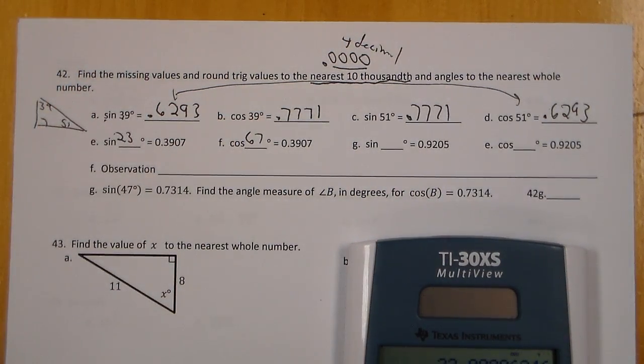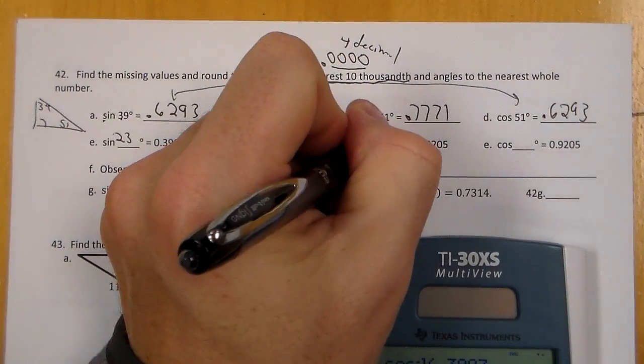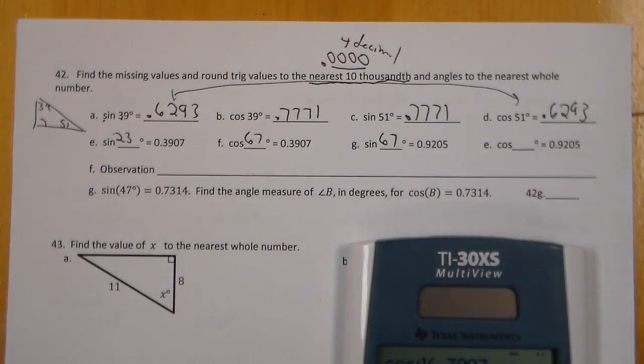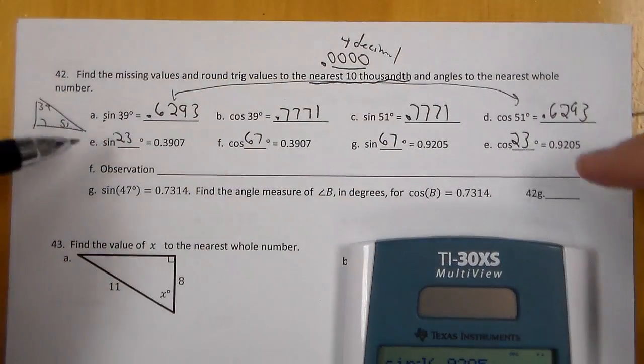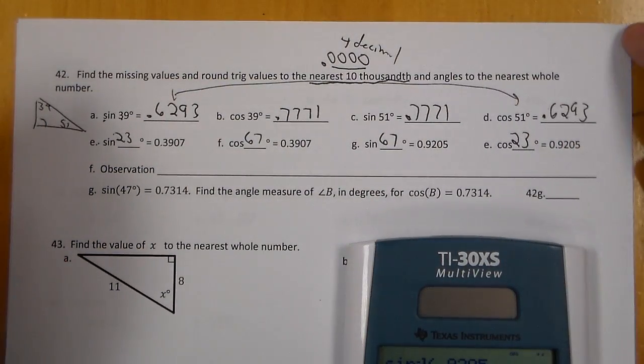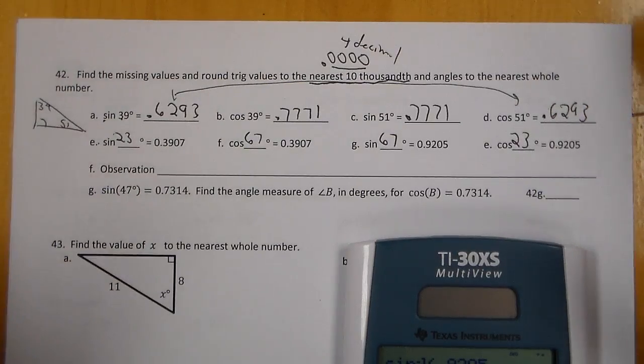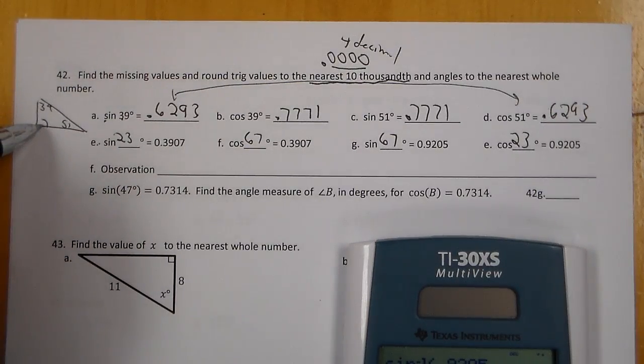Sine again, 0.9205, 67 degrees, and cosine, 23 degrees. Again, they match. That's that relationship between sine and cosine. The sine of one angle is equal to the cosine of its complement, the other angle that would be in the right triangle with it.